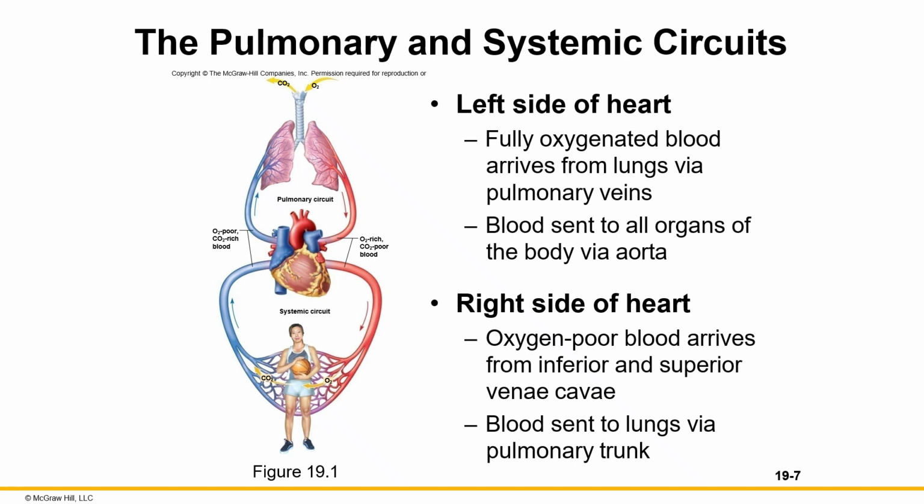And so here you can see an illustration of the pulmonary and systemic circuits. On the left side of the heart, we have fully oxygenated blood that arrives from the lungs via the pulmonary veins. That enters into the heart, leaves the heart by way of the aorta, and goes to the rest of our tissues and organs. And then the right side of the heart receives oxygen-poor blood, and by way of the pulmonary trunk and pulmonary arteries, oxygen-poor blood is delivered to the lungs so that gas exchange can occur.